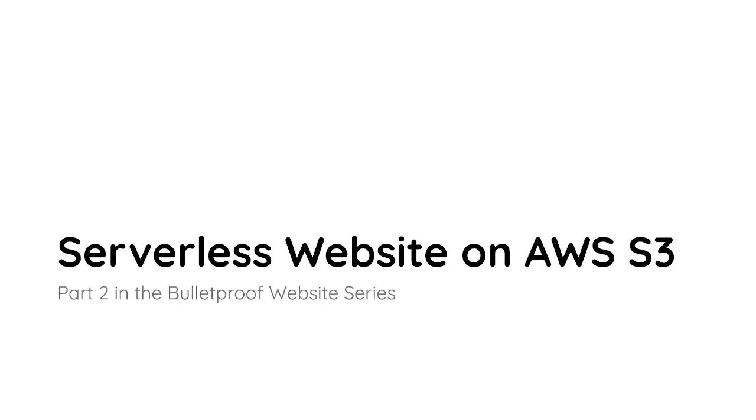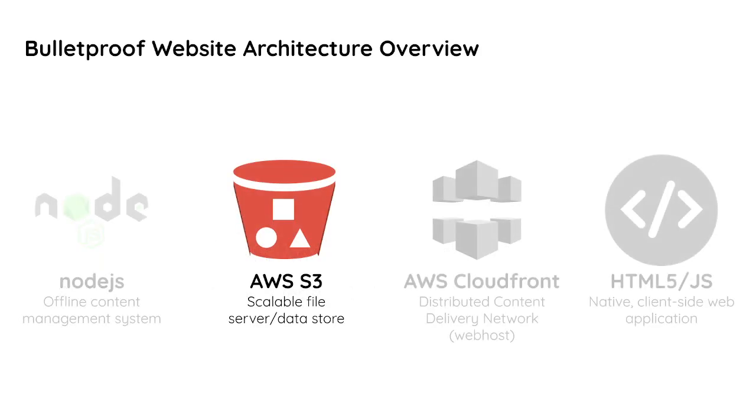Welcome to part 2 in our Bulletproof website series with the serverless website on AWS. Today we're going to work on S3 buckets. This is a pretty simple exercise of setting up an S3 bucket and making it available as a website. Keep in mind it's just one of a number of pieces that we're working on for this architecture, but let's get into it.